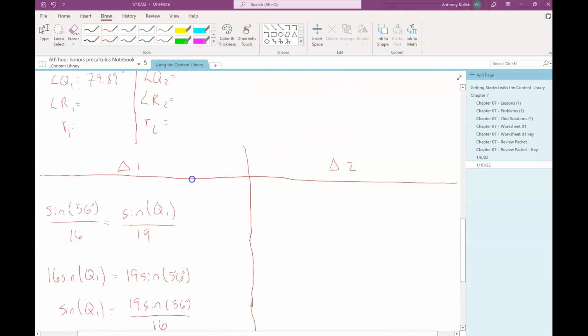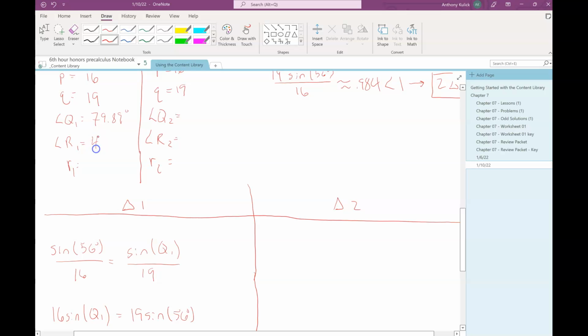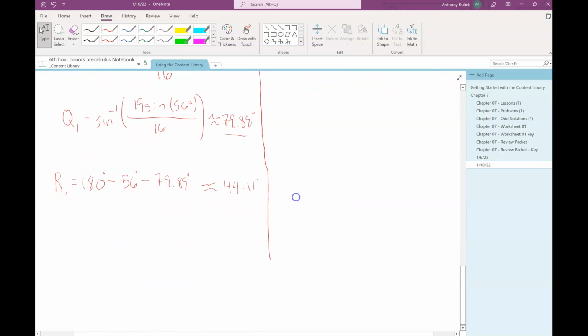Okay. At least I looked at it and went, wait a minute. That ain't right. Okay. And then the last piece then is to find that side R1, which is not a big deal since we have angle R1. We just use the law of sines again. So I'll do sine of P over P equals sine of R1 over R1.